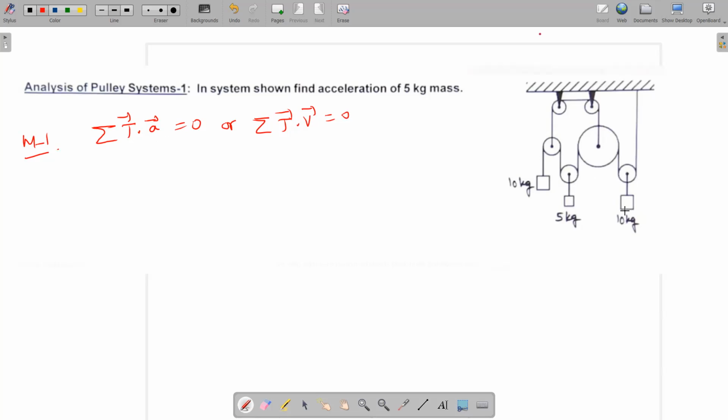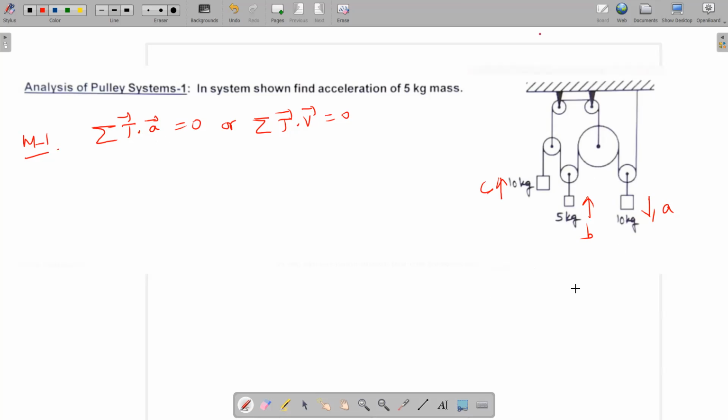You don't know which object will go up or down, so you just have to randomly assume. Suppose this block goes down with some acceleration A. This object will go up with some acceleration B. This will go up with some acceleration C. I don't know whether my assumption is correct or not. Just randomly assume. Correct? Okay.